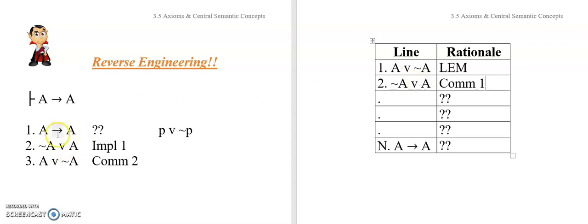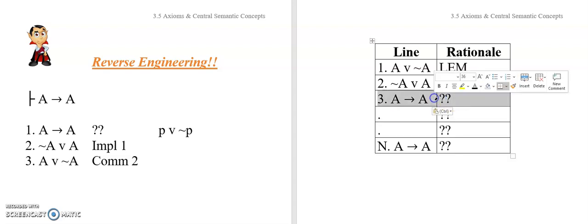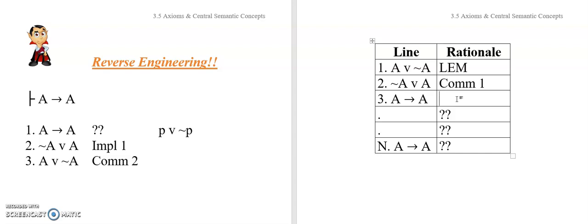Okay, and then, of course, I need to get from this line, not A or A, which is what I have here, to this line, which is if A, then A. And so, bang. And how did I get from line 2 to line 3? Well, I used IMPLA on line 2. And that, of course, is QED.